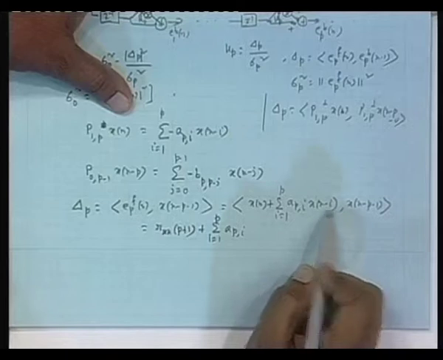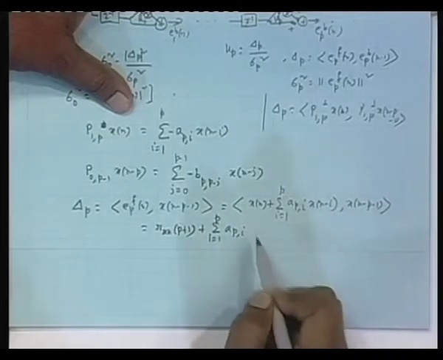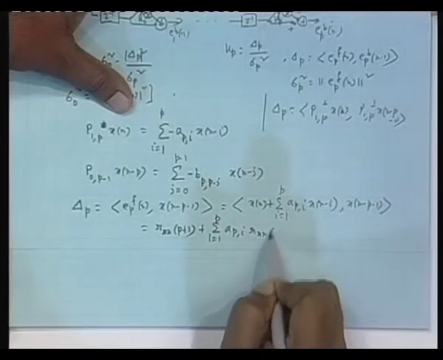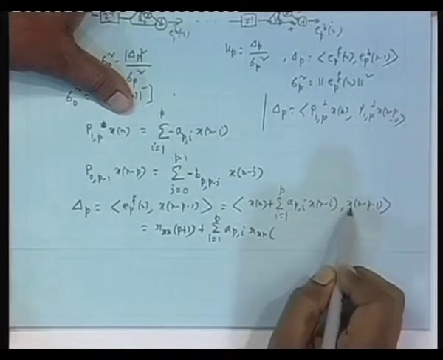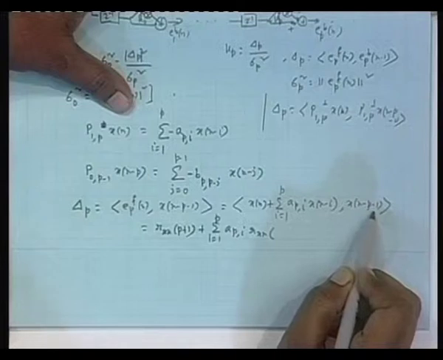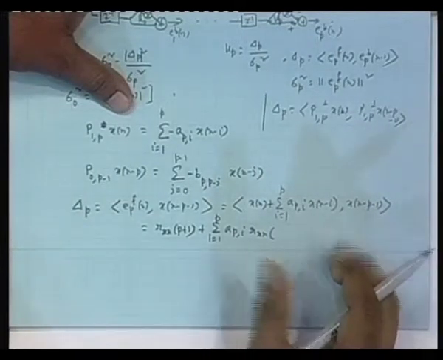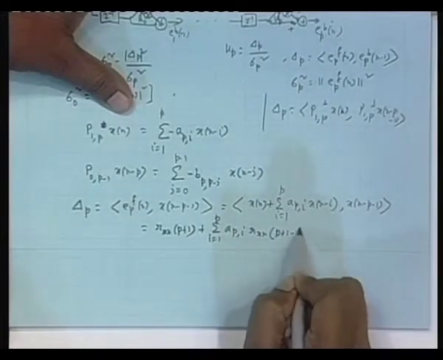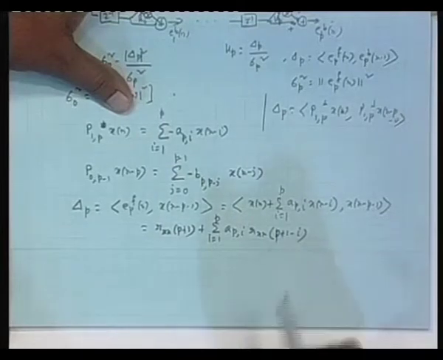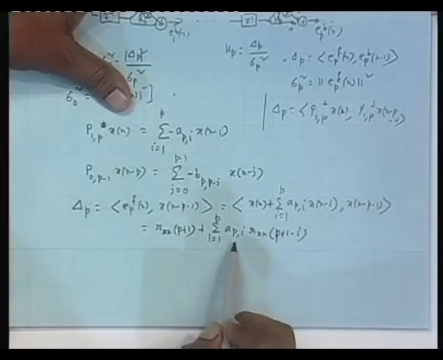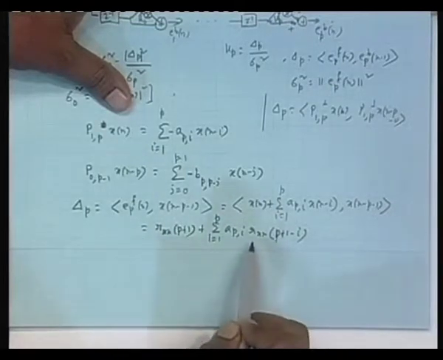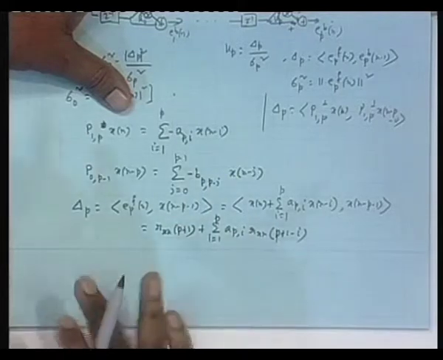API remain as it is. This and this will be Rxx. What? N minus i, x n minus i into x star n minus p minus 1. So you know the lag. That will be p plus 1 minus i. Okay. So if you know these coefficients a_p,i, and if you know all the correlation values of the process x n, then you can find out delta p. So that is how delta p is to be computed.